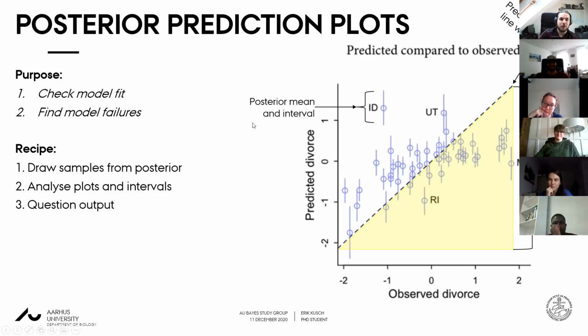So with this kind of plot here, we get our posterior mean and we get the interval, and we can see how much that overlaps with this dashed line here, which is the line that indicates that the prediction is exactly in line with the observations. So what we can see here is that in this yellow space, we have underpredicted the divorce rates, and in this space up here, which I haven't colored in, we would have overpredicted divorce rates. But overall, everything seems to fall in line relatively well.